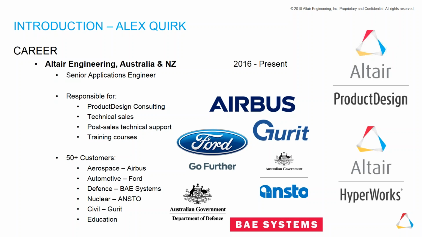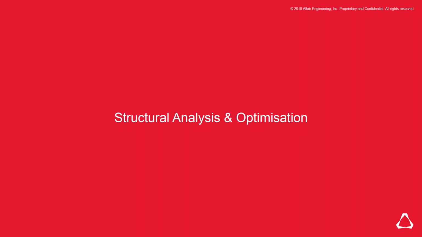Whereas as part of the product design team, we were working with one company at a time, focusing on redesign of products, we're now looking after over 50 customers, including people like Ford, Airbus, Spirit, and the Australian government, Department of Defence, and BAE, to name just a few. So this is what you've all come here for today, to learn how to perform structural analysis and optimization using OptiStruct.